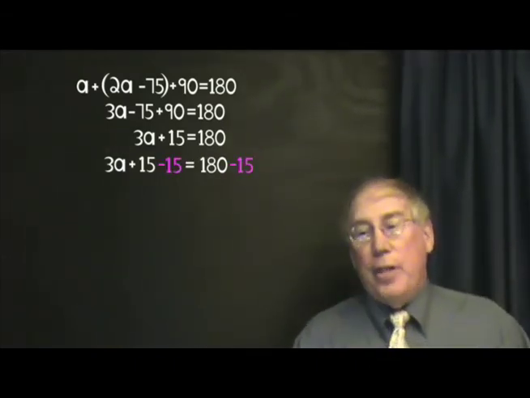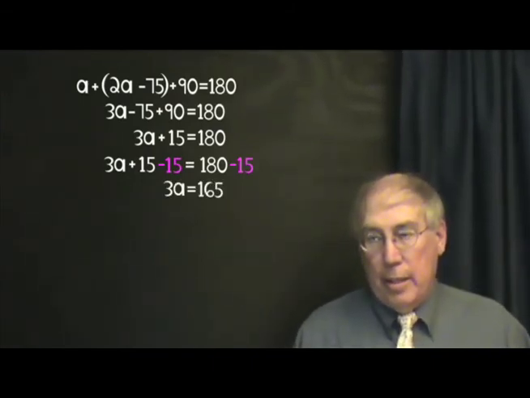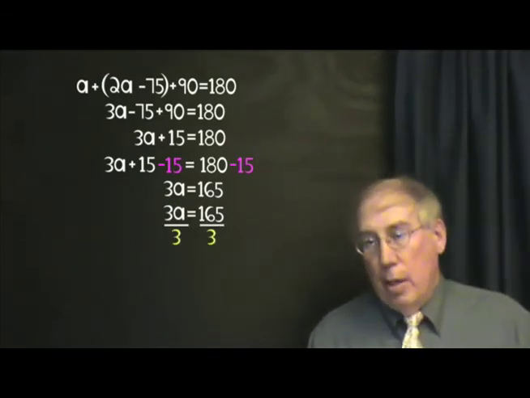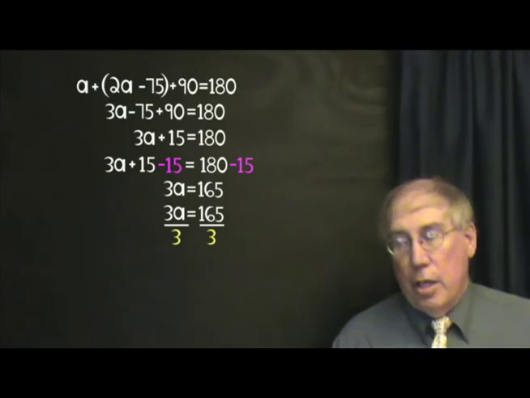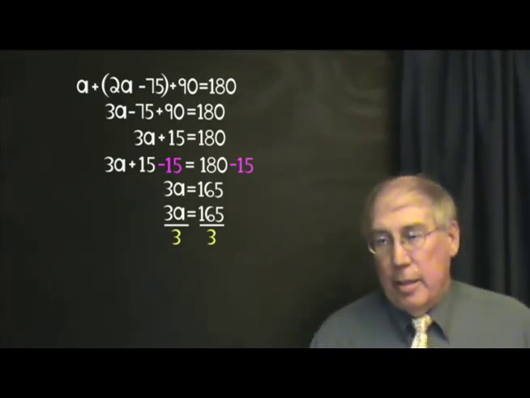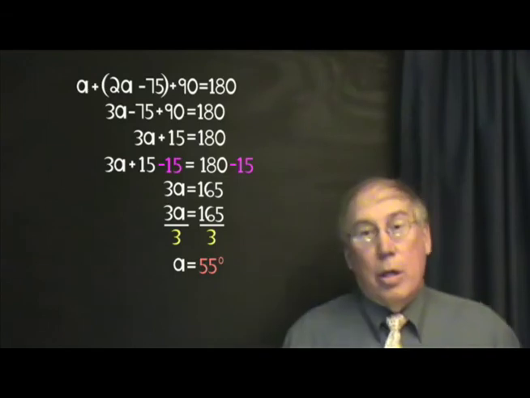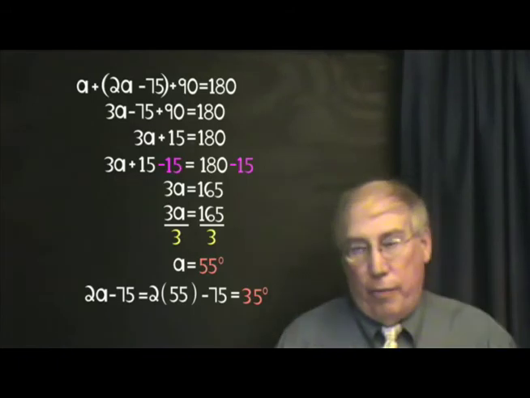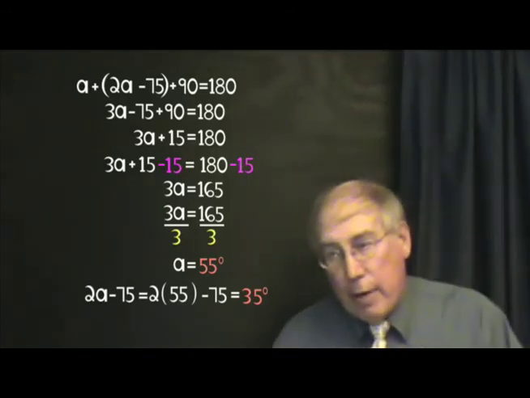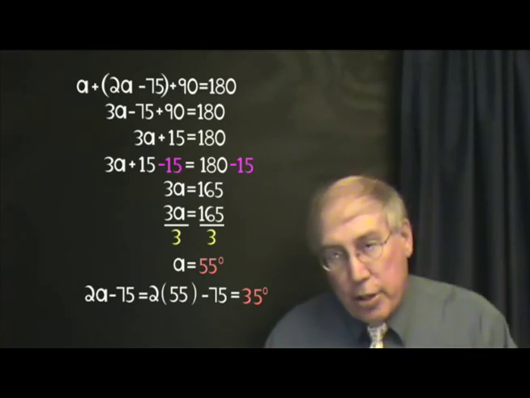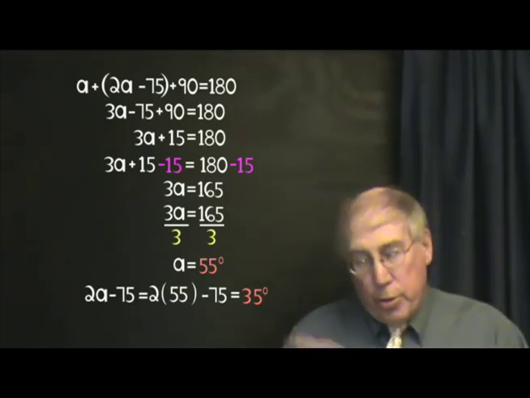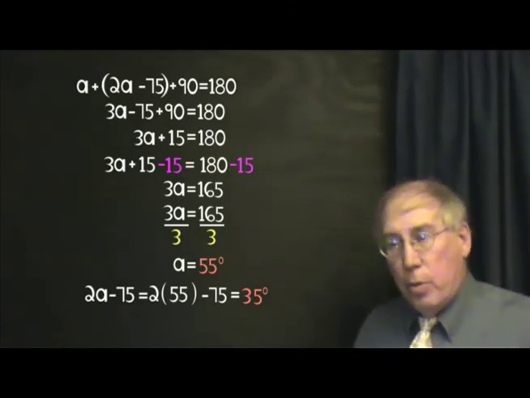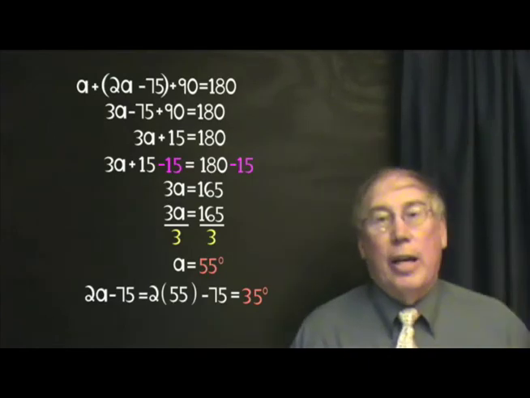Now subtract 15 from both sides and we get 3A equals 165. Now divide through by 3 and this will tell us what A is. So one of the angles is 55 degrees, but our actual takeoff angle there is 75 less than 2 times A. So if we substitute A in, and it's 55 degrees, we'll end up with 35 degrees as the actual takeoff angle.